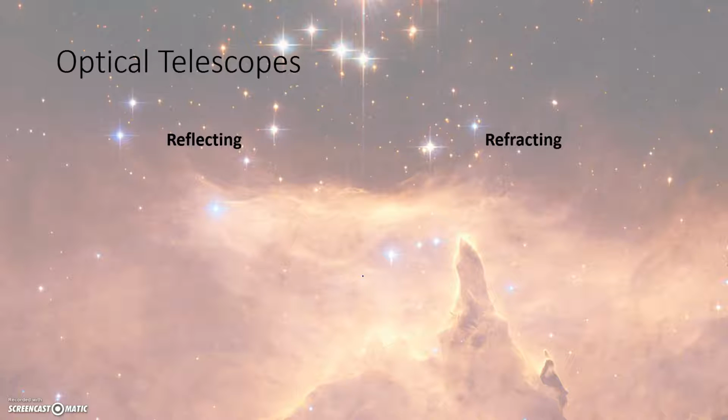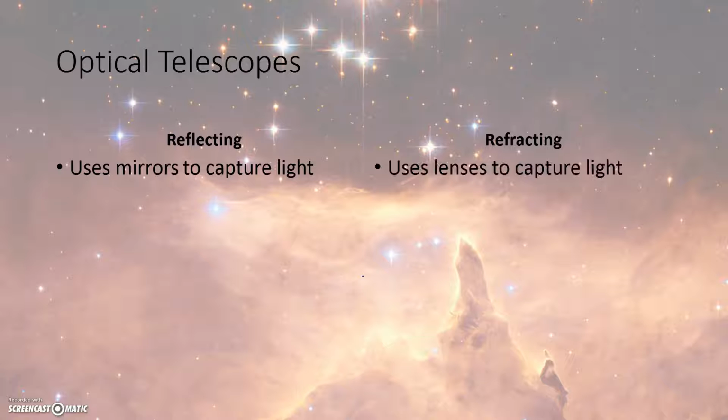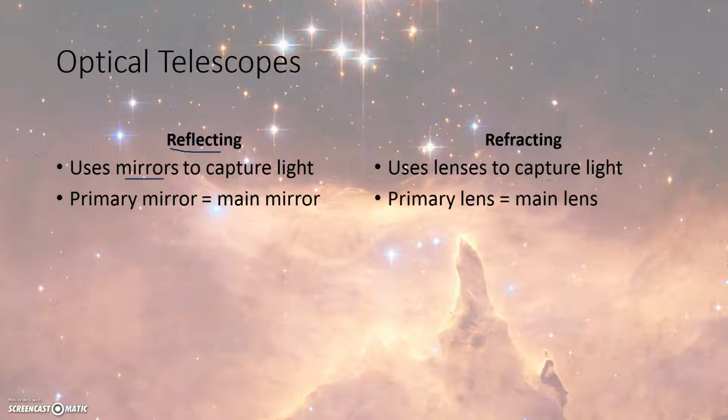All right, so telescopes, there are two types of optical telescopes that you can have. You can have a reflecting telescope or a refracting telescope. The difference between the two is a reflecting telescope will use mirrors to capture light, where the refracting telescope uses lenses. Think reflection, reflecting, you have to have a mirror or something that can reflect that light, so mirrors. Reflecting telescopes have a primary mirror, which would be the main mirror that accepts that light, and then the refracting telescope would have a primary lens or a main lens which accepts and captures the light.